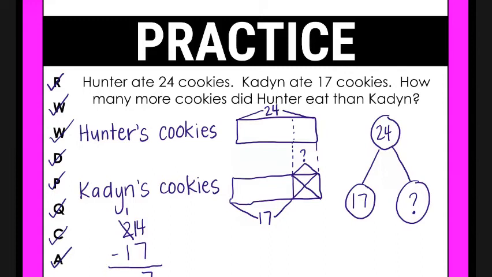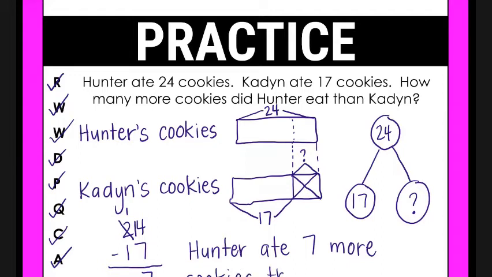Now our last step is to answer our problem in a sentence. I always like to reread the question. How many more cookies did Hunter eat than Caden? Let's turn around that sentence and say, Hunter ate 7 more cookies than Caden.